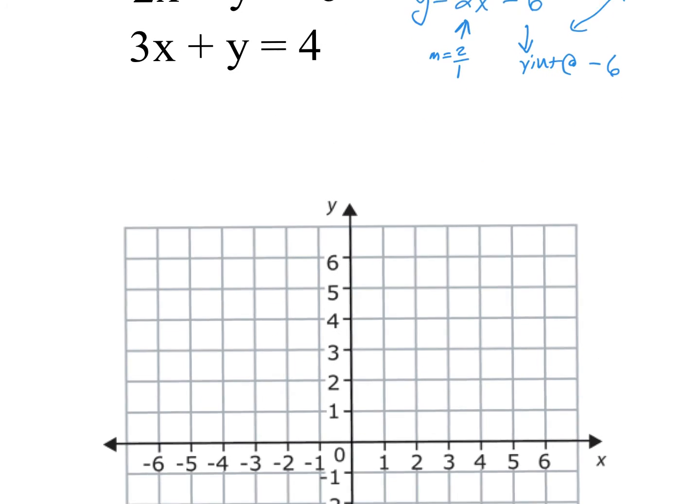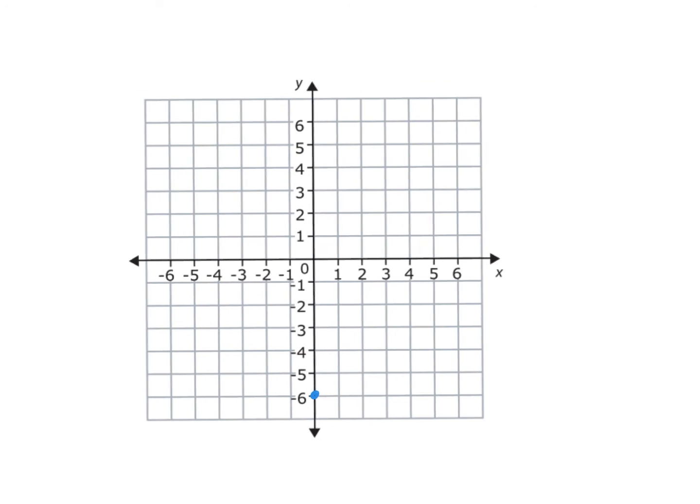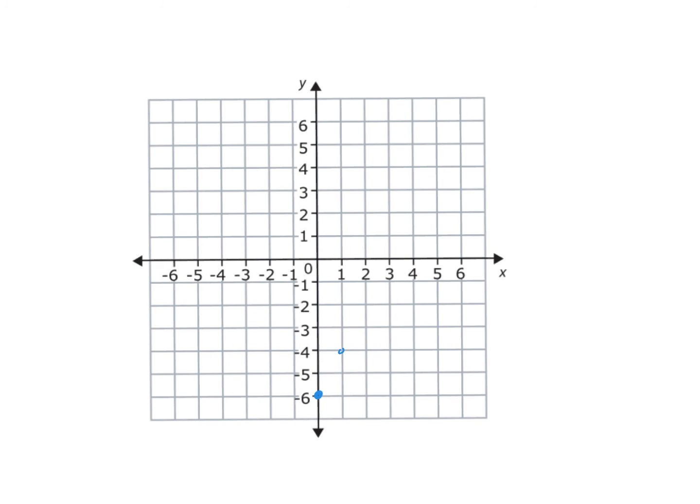So I say, okay, negative 6. I'm going to go down here to negative 6, and I'm going to go up 2 and over 1. Up 2 over 1. Up 2 over 1. You guys get the point.